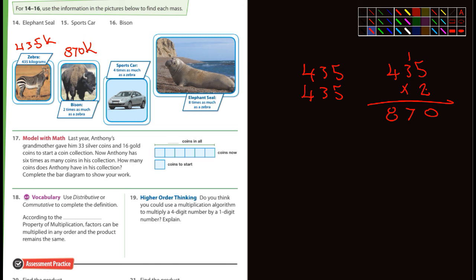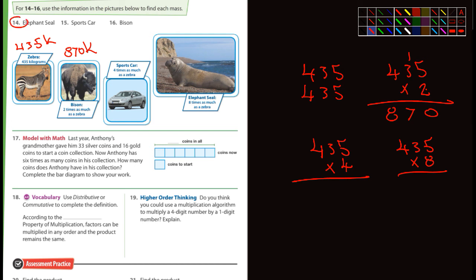kilograms. And then it says a sports car is 4 times as much as a zebra. Well, what's a zebra again? It's 435. That's going to be times 4. And then the last one, the elephant seal, is 8 times as much as a zebra. What do we have here? 435 times 8. And then you'll get the elephant seal. All right. So it looks like they're asking the weight of the elephant seal, the sports car, and the bison.